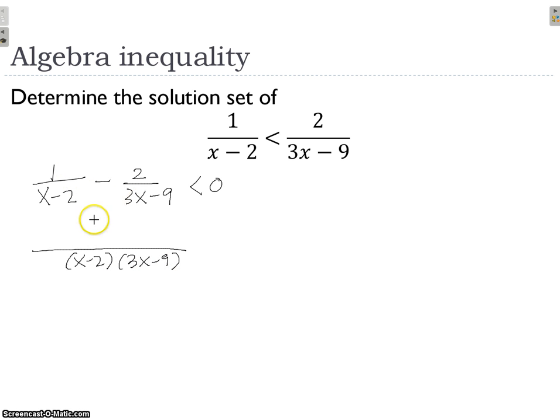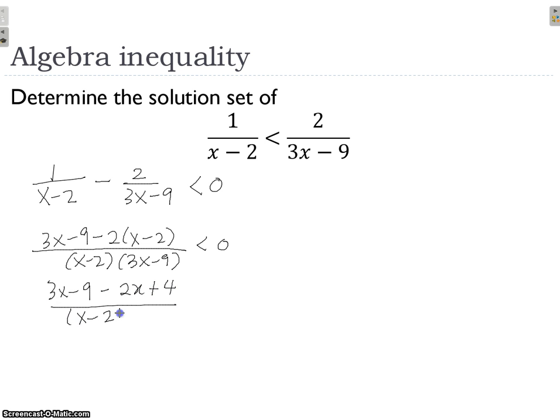So 1 will multiply 3x minus 9, and 2 will multiply x minus 2. Simplify whatever is at the numerator. If we simplify the numerator, we will get x minus 5 divided by x minus 2 multiplied by 3x minus 9 less than 0.